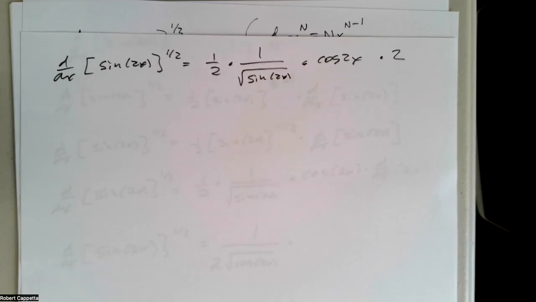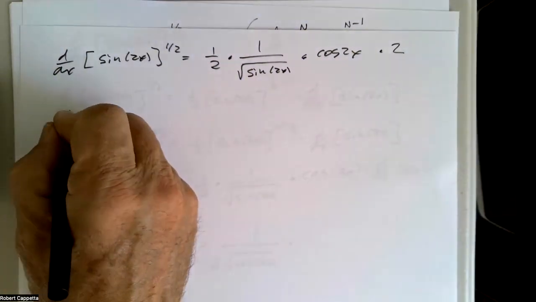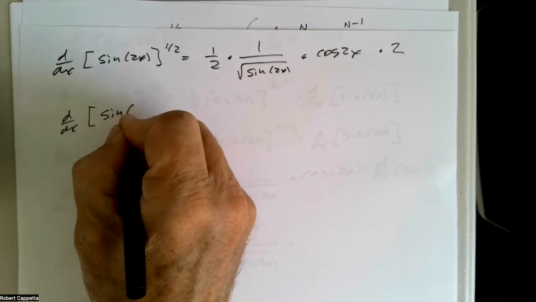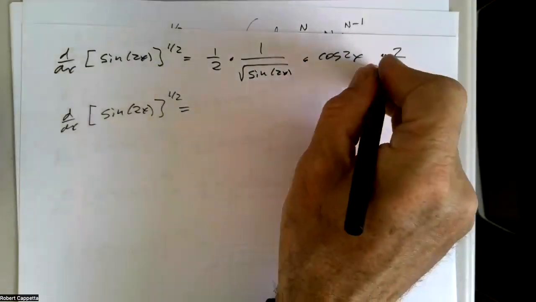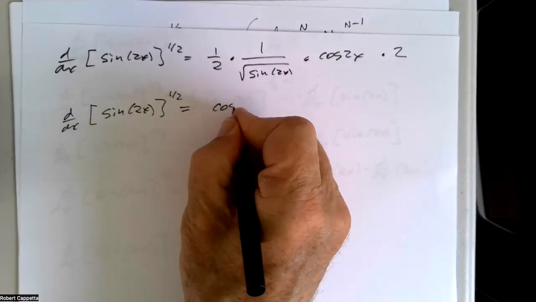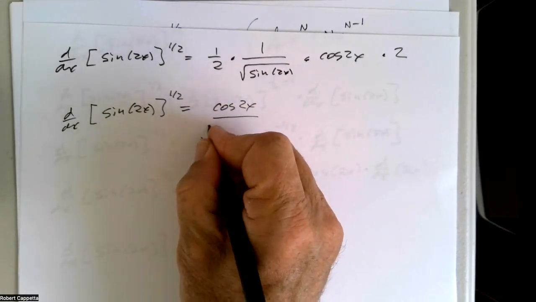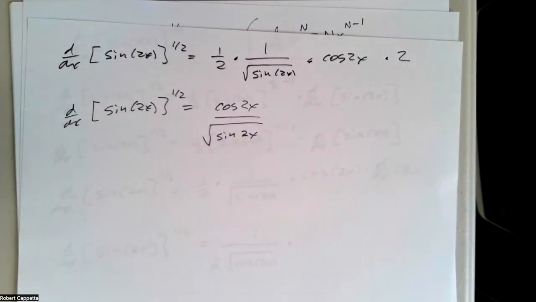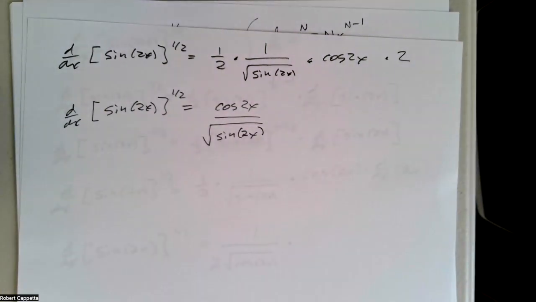So using this, what does this simplify to? The 1/2 times 2 just becomes 1. So we have the derivative with respect to x of sine 2x to the 1/2 power equals 1/2 times 2, again that's 1. Cos 2x is upstairs, and the square root of sine 2x is downstairs. So that's our derivative of the square root of the sine of 2x.